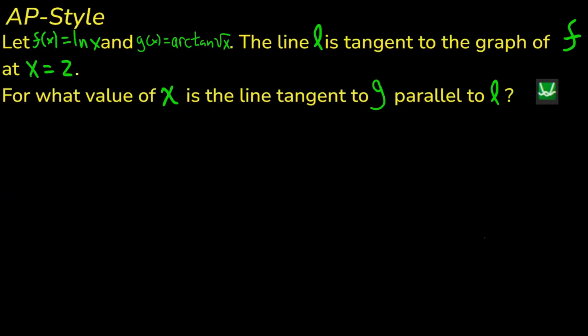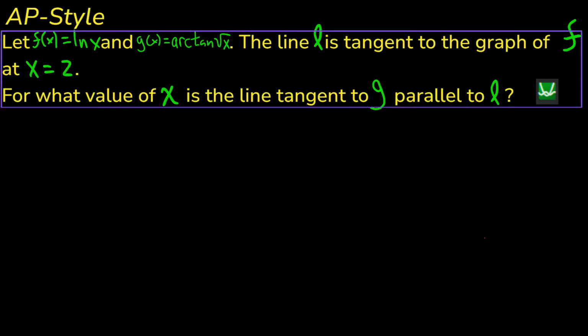All right, so let f of x equal natural log x and g equals arctan root x. The line L is tangent to the graph of f at x equals 2. For what value of x is the line tangent to g parallel to L? Notice we can use Desmos for this one.